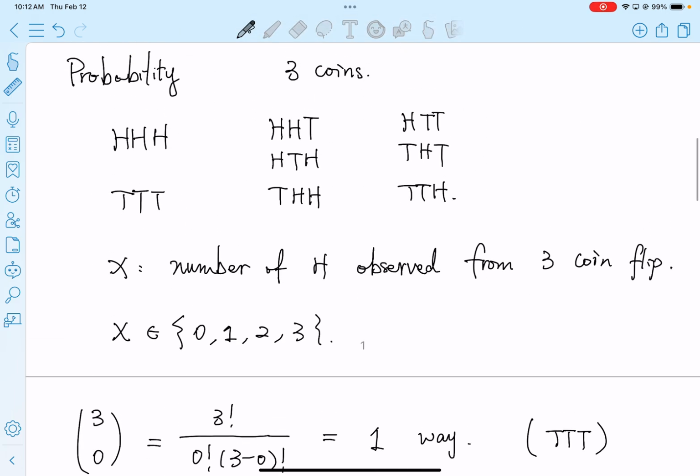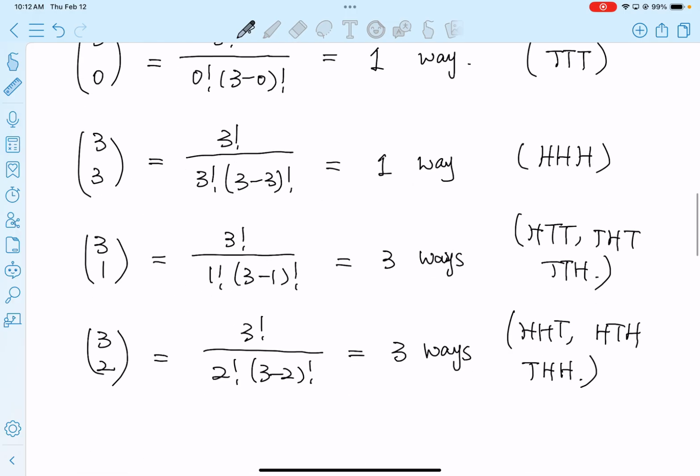But when we're talking about the probabilities, we need to define the random variable x. This is the probability of some events that we are interested in, and then we define x as the number of heads that we observe from the 3 coins, and then we will have these possible outcomes in our random variable, and then we use the counting way to handle that.